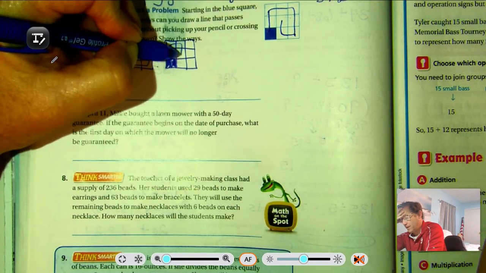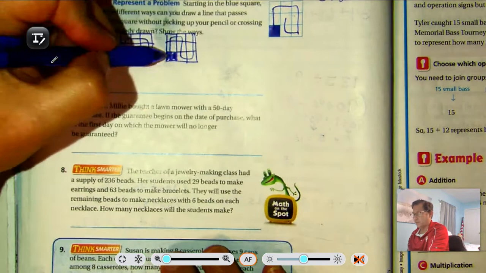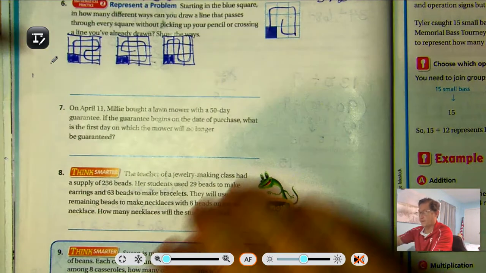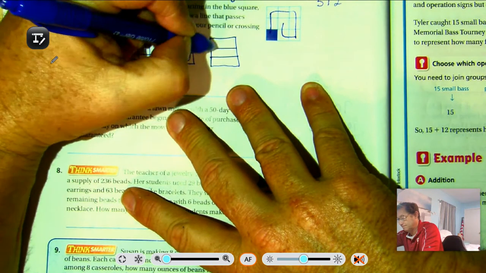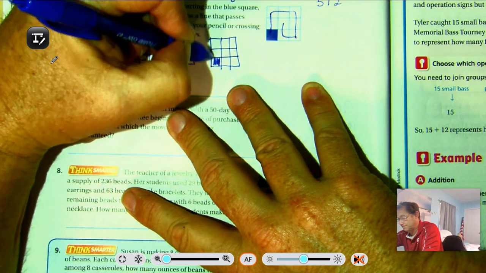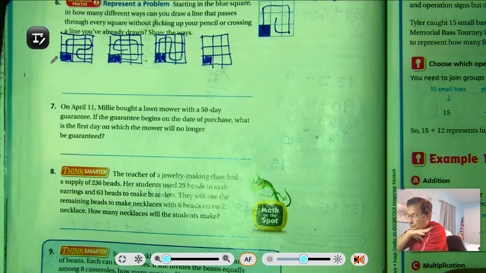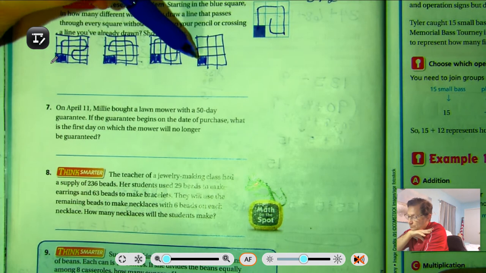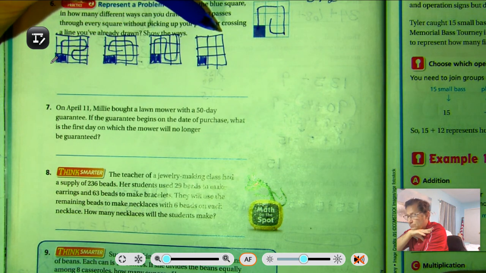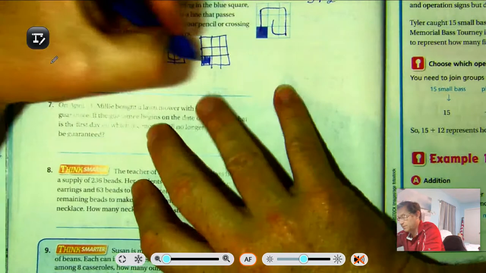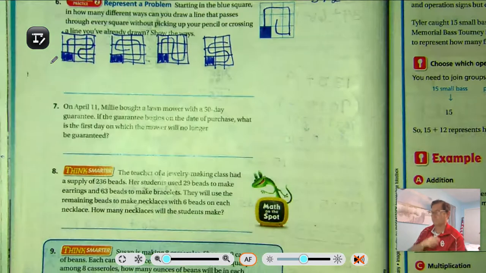Up, around, just like that, kind of like a cursive V. Up, around, back up. That's 4 ways. Like an S.